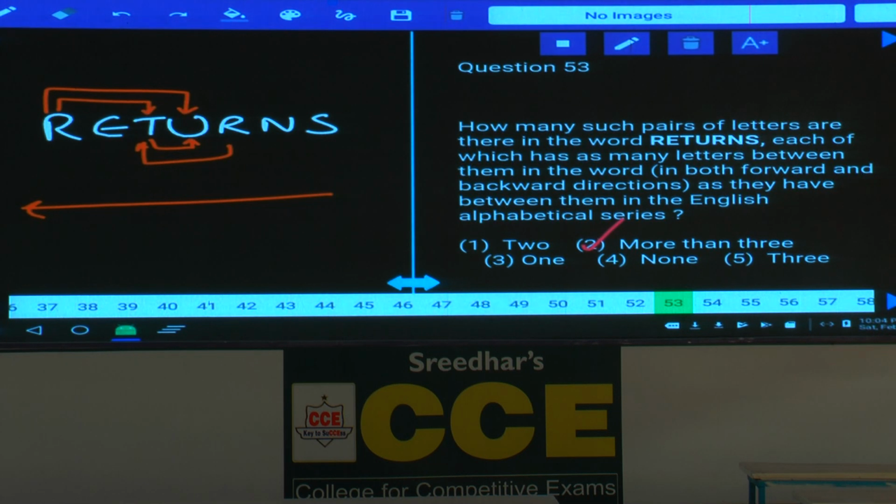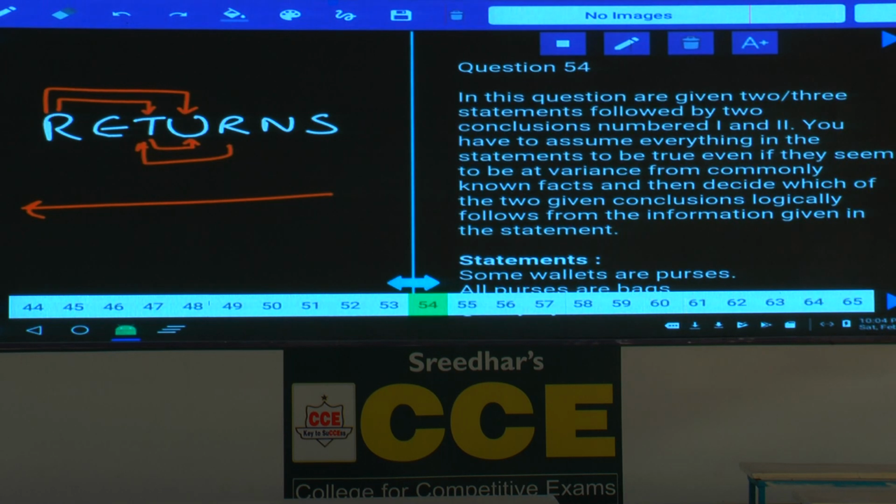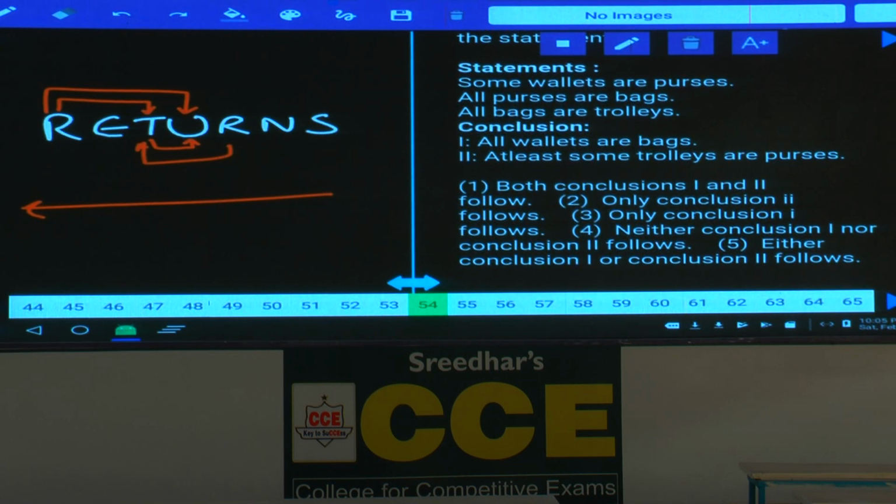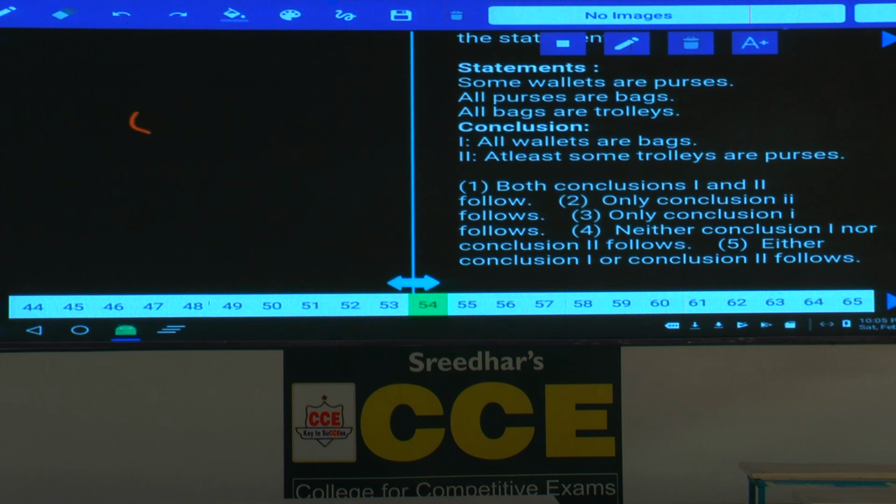Question number 53, choice 2. Then 54 onwards. Now question numbers 54 to 57.